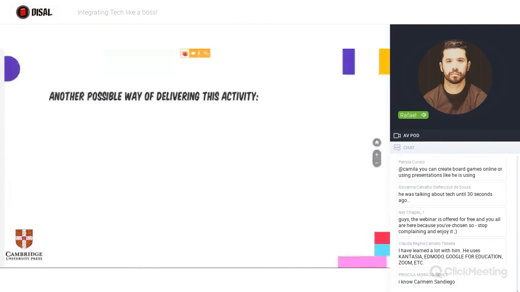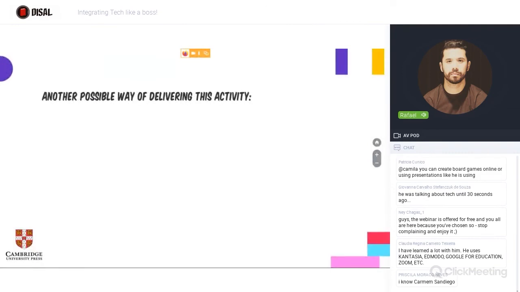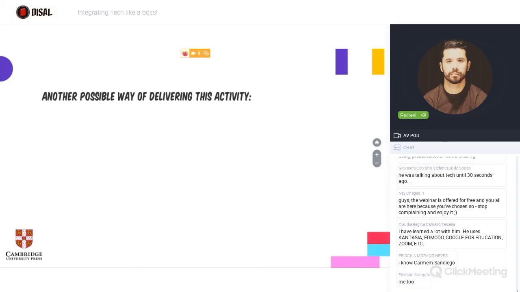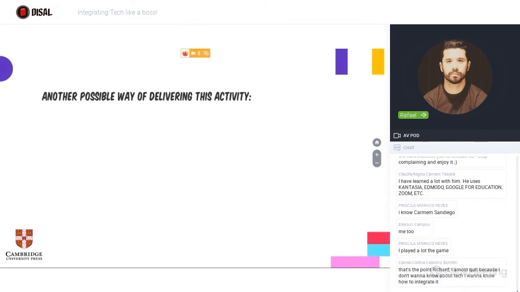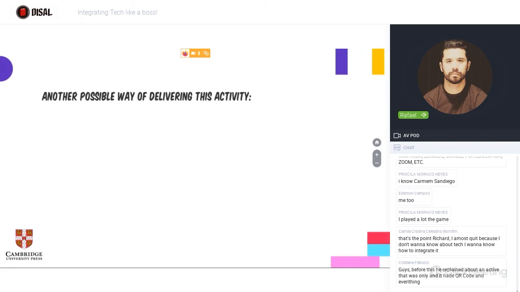So moving on, as I highlighted in the previous slides, unfortunately I had very limited time to work with them, and technology had to be integrated in a very simple way due to the limitations. But I can actually think of many other ways of teaching the same classes, delivering the same activity.